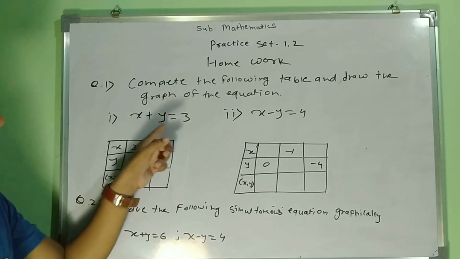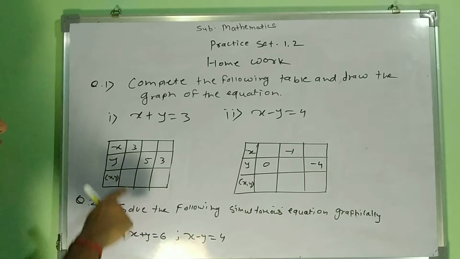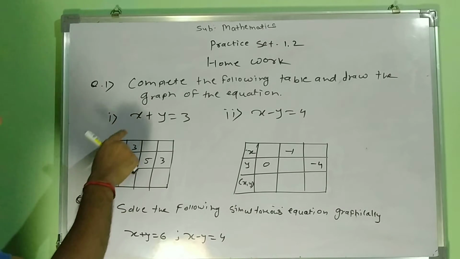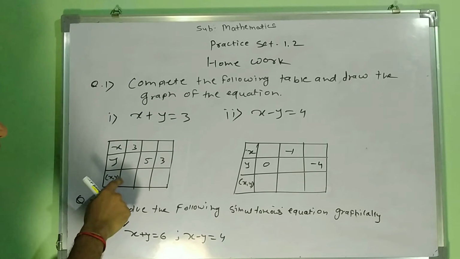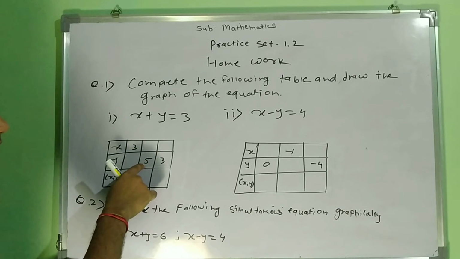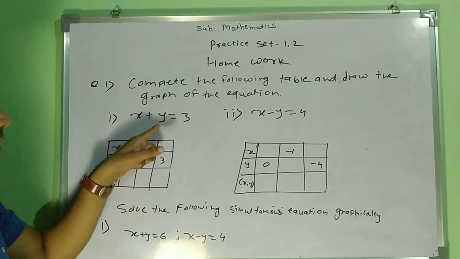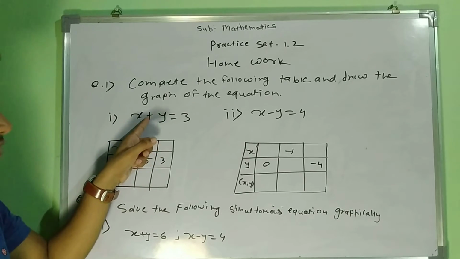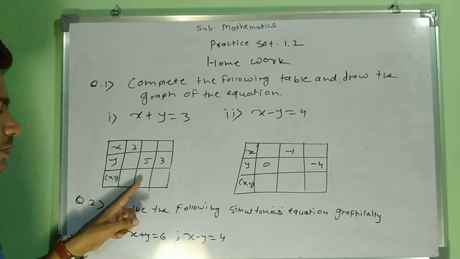So the equation is given, x plus y is equal to 3, and the table is also drawn. Look here, the value of x is given, 3. So substitute the value of x in the equation and find the value of y. Whichever value you get, put it here. An ordered pair will be like that. And look here, secondly, they have given the value of y. So for that, put the value of y in the equation, that means in this equation the value of y will be here, and find the value of x. That will be the ordered pair here.